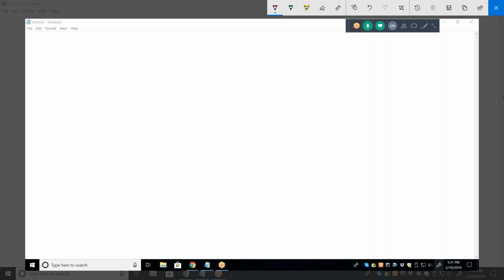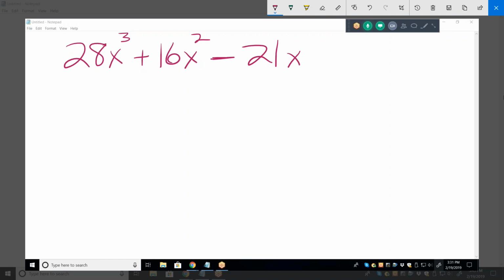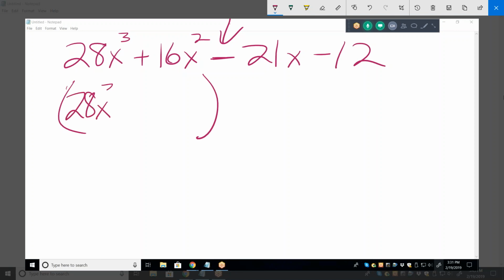All right, 28x cubed plus 16x squared minus 21x minus 12. Notice this minus sign right there. This is the harder kind. This is the one that it's easy to make a mistake on. So tell me what the second line with parentheses is. Notice that when I add parentheses to the first two terms, you never have to change anything. Parentheses on the first two terms do not affect anything.